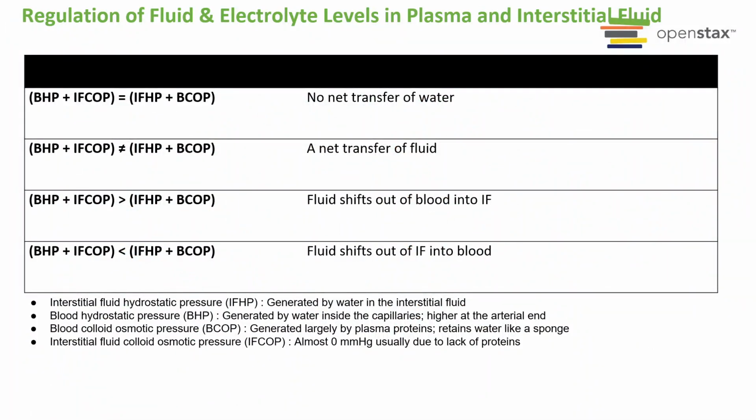This next chart highlights 4 types of pressure that really modulate fluid and electrolyte levels in the plasma and interstitial fluid and how fluids will shift. I've defined all 4 of these types of pressure at the bottom of your screen, but essentially we have interstitial fluid hydrostatic pressure, which is generated by the water in the interstitial fluid itself. We have blood hydrostatic pressure, which is generated by the water inside of the capillaries that makes up a proportion of blood.